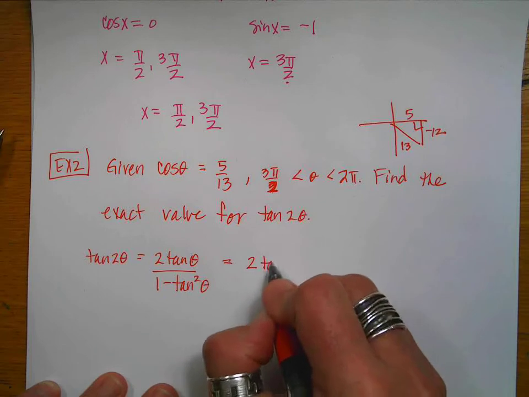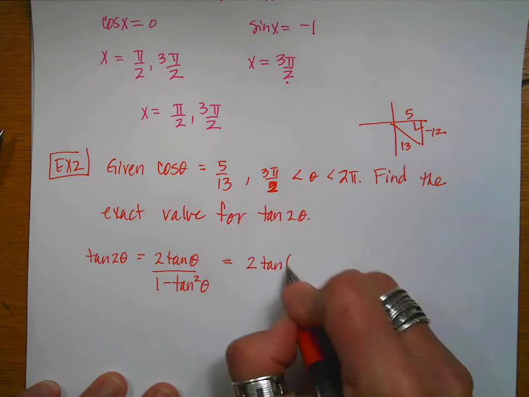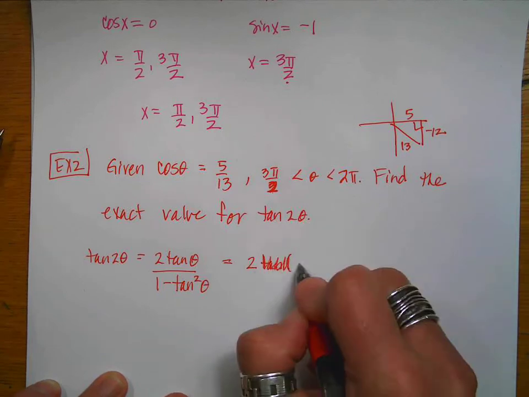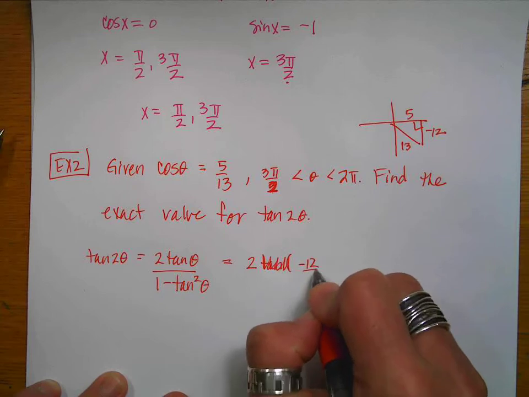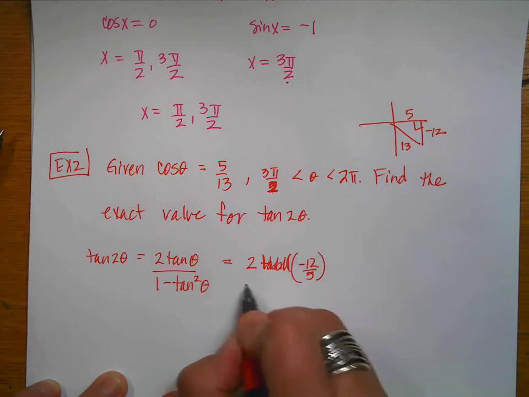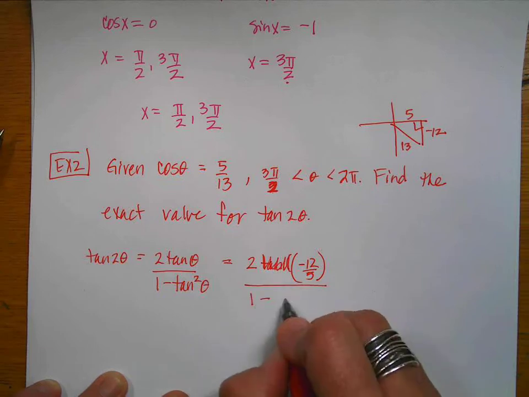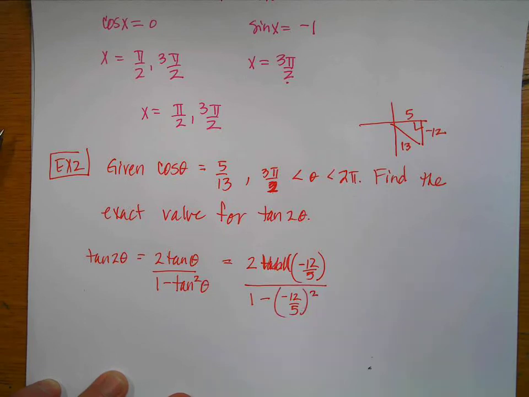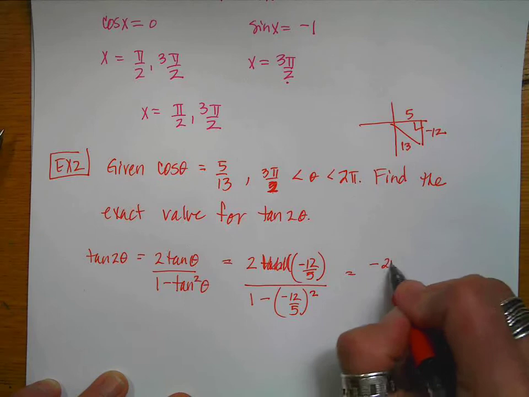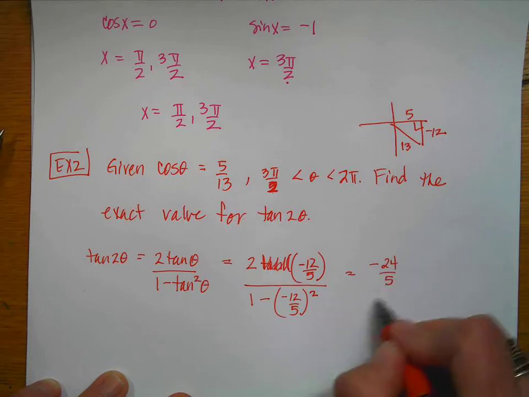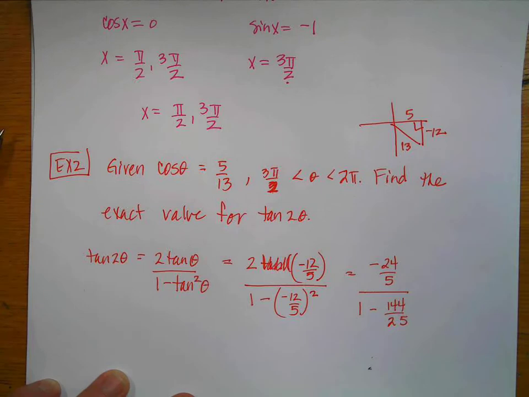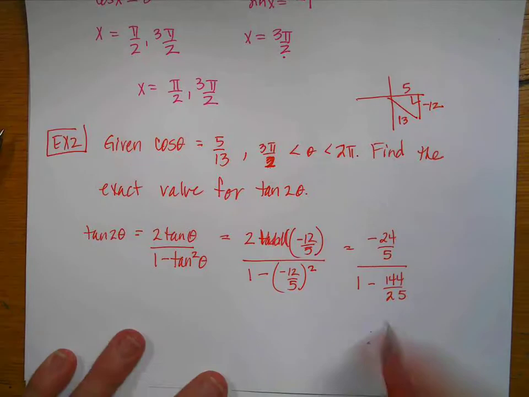So then I'm going to do 2 tangent. The tangent of this is, sorry, I should have written, the tangent is a negative 12 over 5. It's going to be multiplied. And then I'm going to divide by 1 minus my tangent squared, so the negative 12 over 5 quantity squared. So in the numerator, I'm going to get a negative 24 over 5. And in the denominator, I'm going to get 1 minus 144 over 25. Okay, because 12 squared is 144, 5 squared is 25.